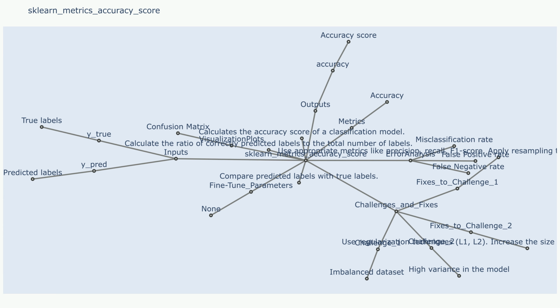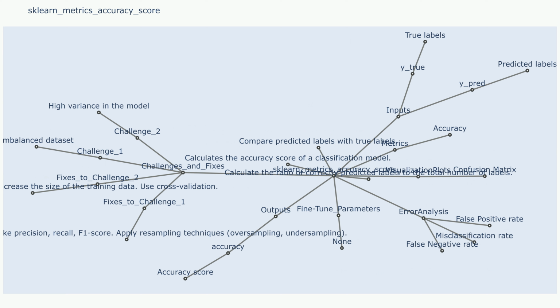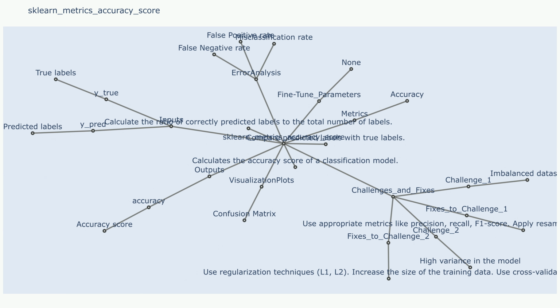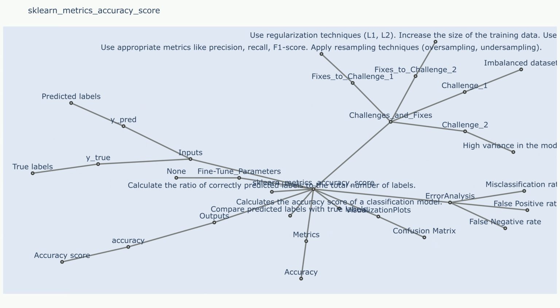Challenges and fixes. Challenge 1: imbalanced class distribution. When the dataset has a highly imbalanced class distribution, accuracy score can be misleading. For example, a model that always predicts the majority class might achieve high accuracy but have poor performance on the minority class. Sample use case that resulted in challenge 1: a dataset with 90 positive samples and 10 negative samples. A model that always predicts positive achieves an accuracy of 90% but fails to detect negative instances.